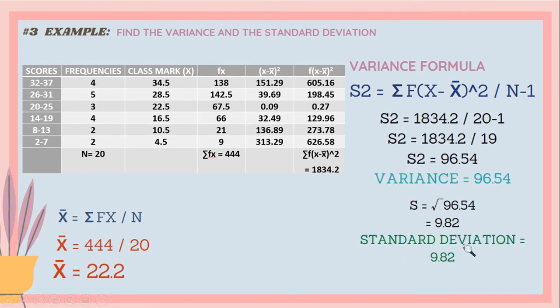And then for the standard deviation, we just need to find the square root of our variance, which is the square root of 96.54, which is 9.82. So our standard deviation for this data set is 9.82.